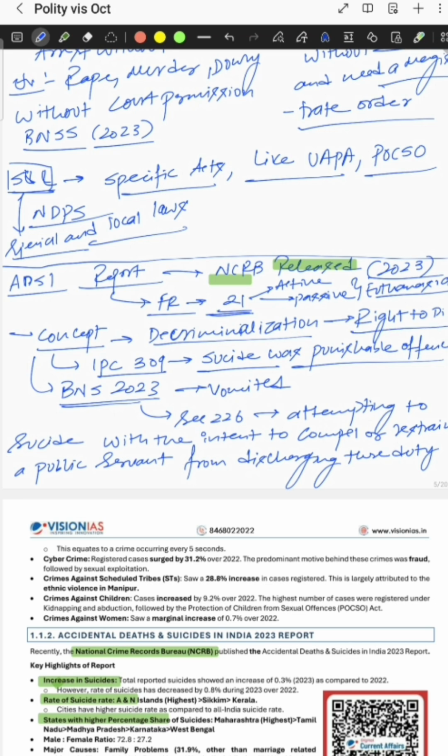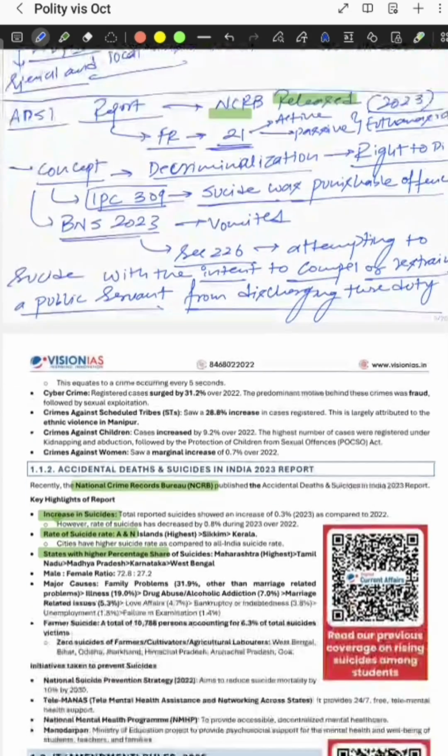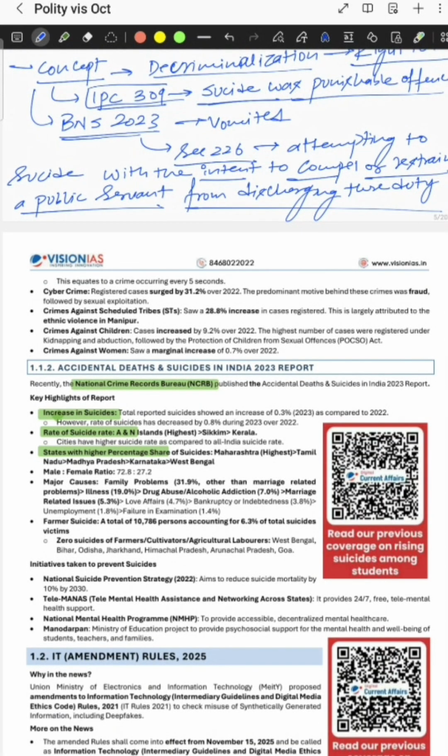In BNS 2023 we have omitted this section. But we have Section 226, where attempting suicide with the intent to compel or restrain a public servant from discharging their duty is an offense. This means that if a public servant wants to work and someone obstructs their work by blackmailing, like saying I will commit suicide, that is a punishable offense under BNS 2023. So that's the whole thing here. And for other things, there are report insights, so you can go through that.